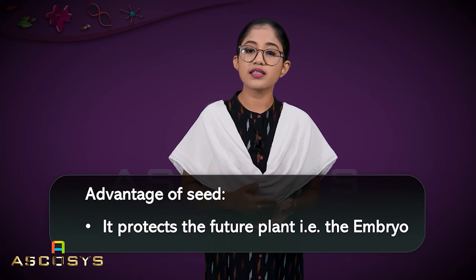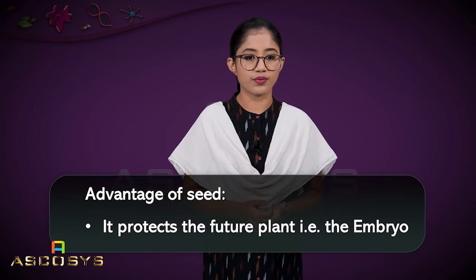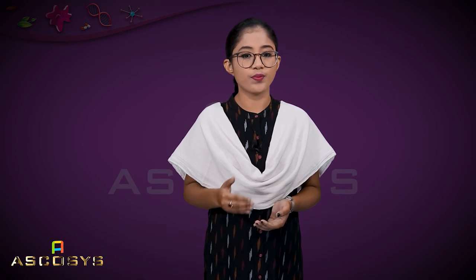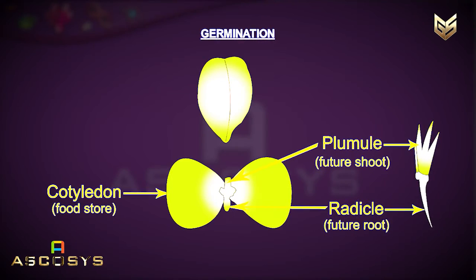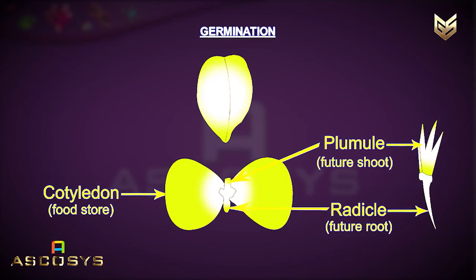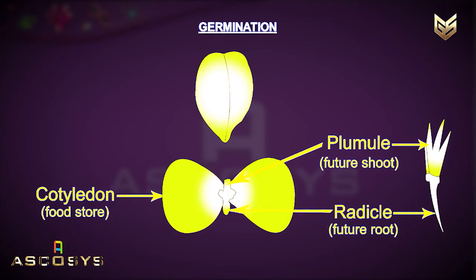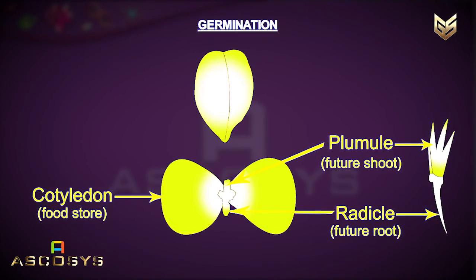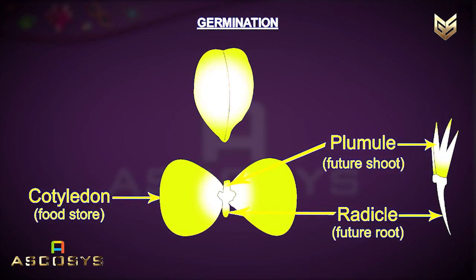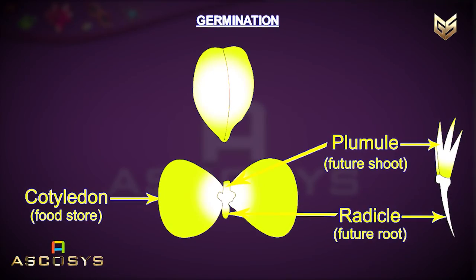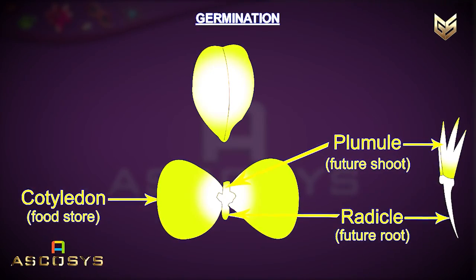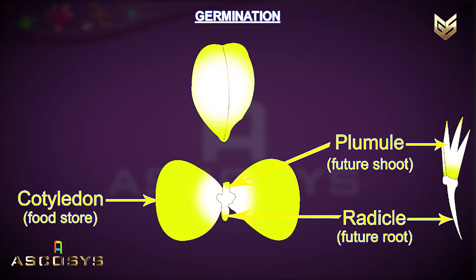So the advantage of the seed is that it protects the future plant, that is the embryo. And this seed has two parts. You can see in this figure the cotyledons. These cotyledons are the stored food for the future plant. And the embryo has two parts. One is called as the plumule and the next one is radicle. Plumule develops into shoot, whereas the radicle develops into root.